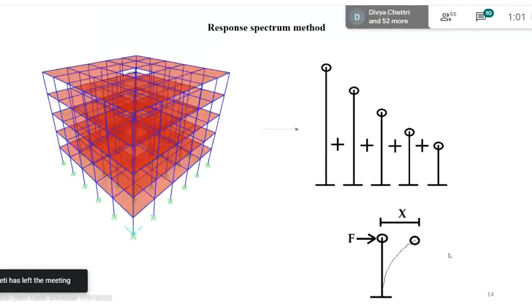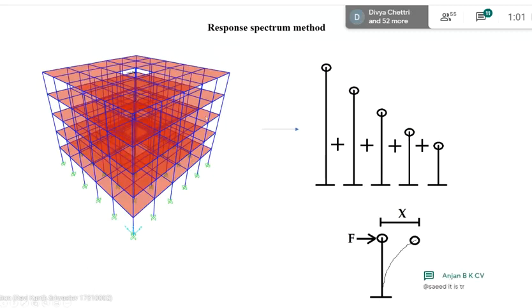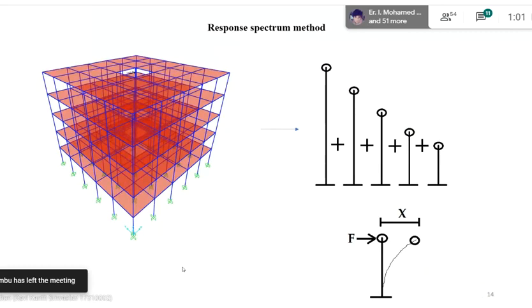What happens in response spectrum analysis is we have a 3D building. In response spectrum analysis, the 3D building is broken into a number of single degree of freedom systems, and each single degree of freedom system is analyzed separately. Then design forces and deflections, everything, is obtained for each single mode, and then ultimately they are combined to obtain the overall force coming into the structure.